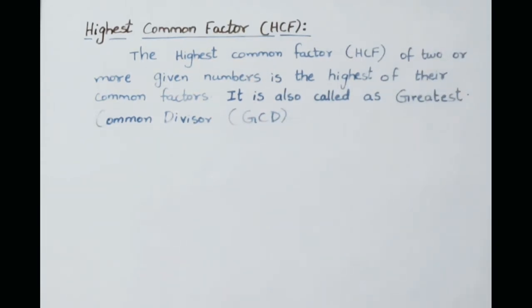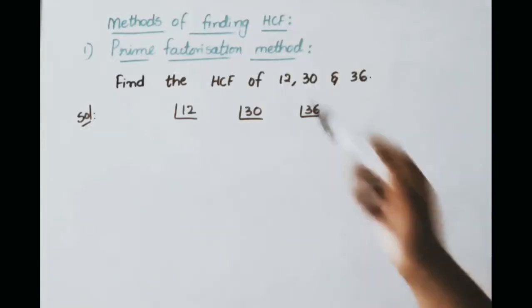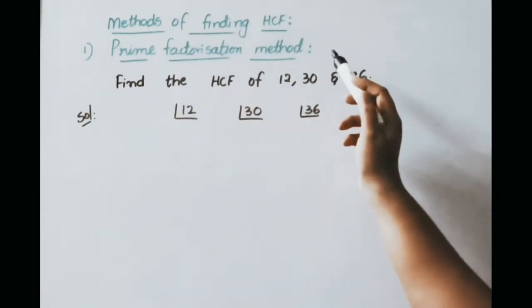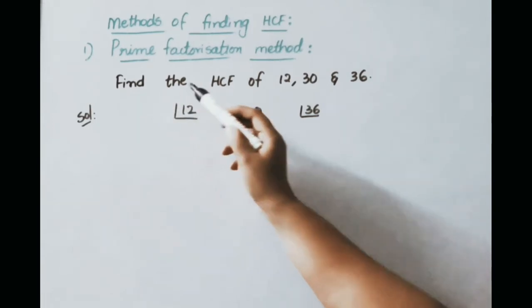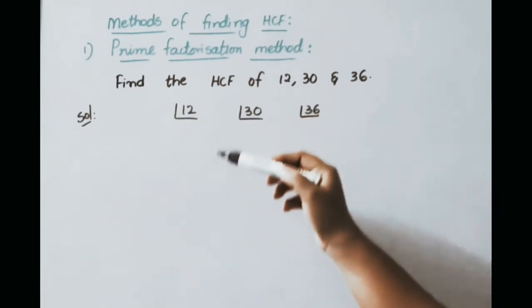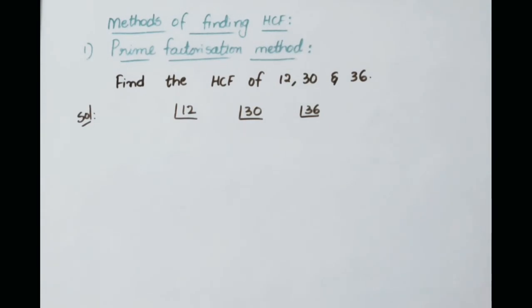What it means? When we find factors for the given numbers, we need to find common factors. So among the common factors, which is the highest number, that is the HCF of the given numbers. Now let us see example. Methods of finding HCF. First method, prime factorization method. See the example, find the HCF of 12, 30 and 36. Let us do in prime factorization method.